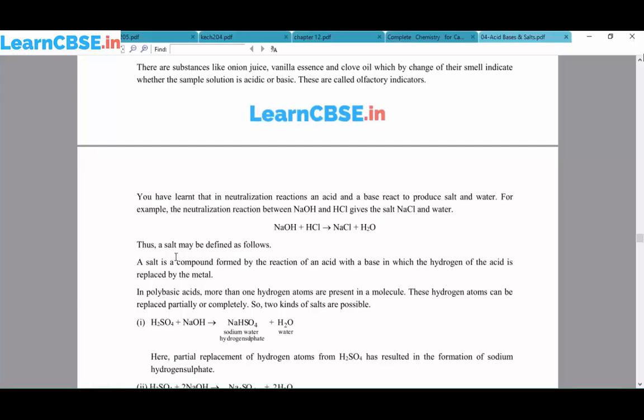How can we define the salt? It is formed by the reaction of an acid with a base, in which the hydrogen ion, H+, that comes from the acid is replaced by the metal. Na is the metal over here, which replaces the hydrogen in the acid. So NaCl, we call it a salt.